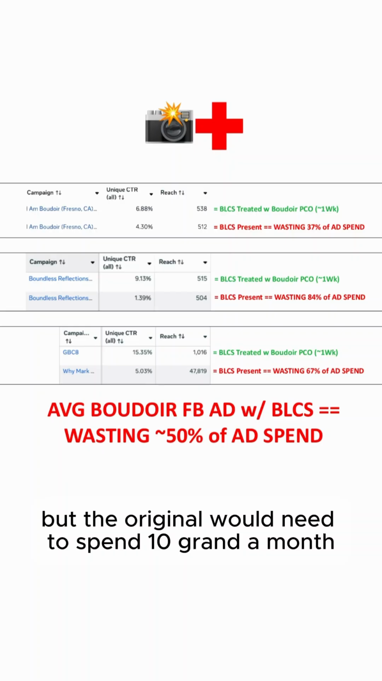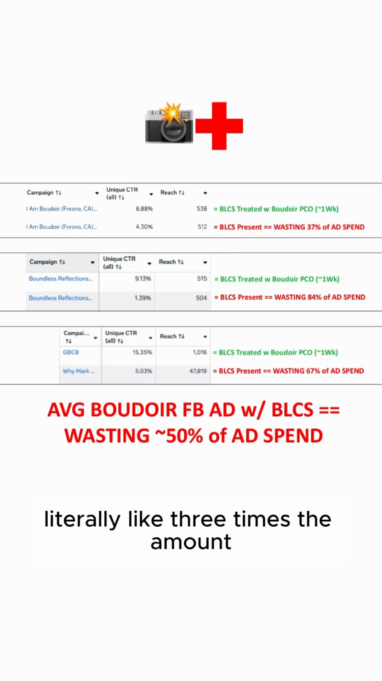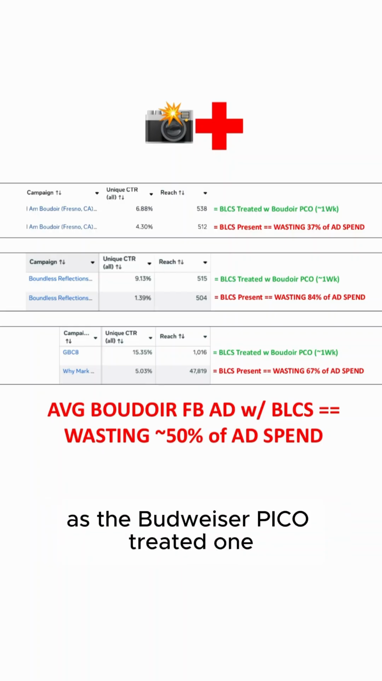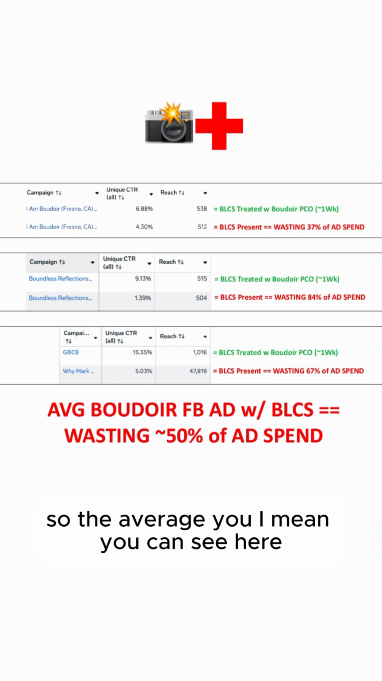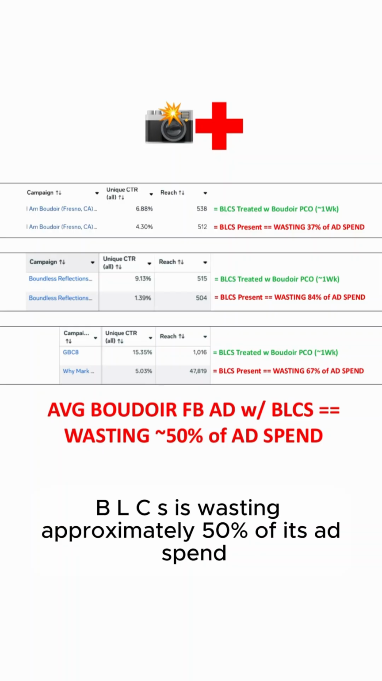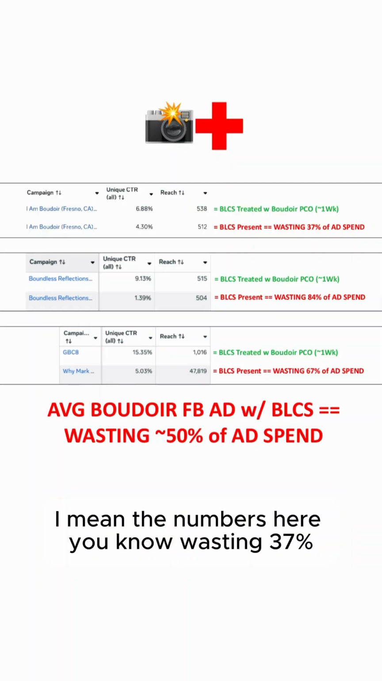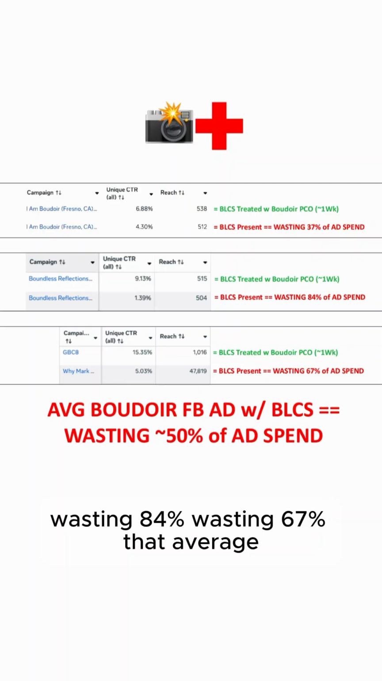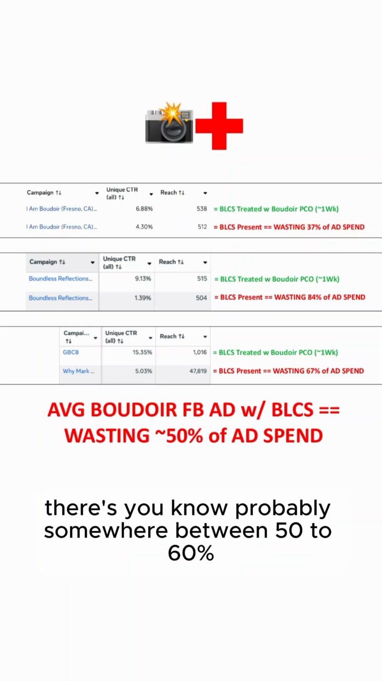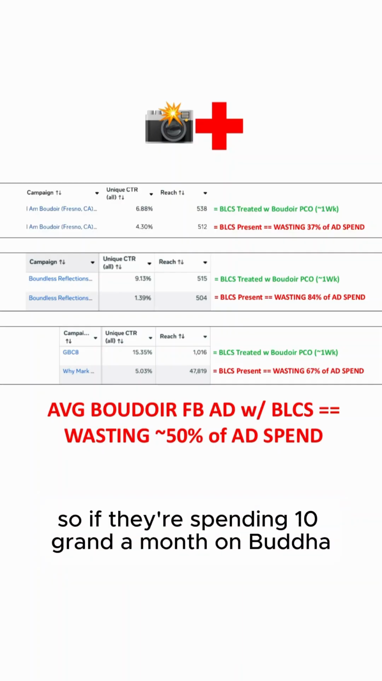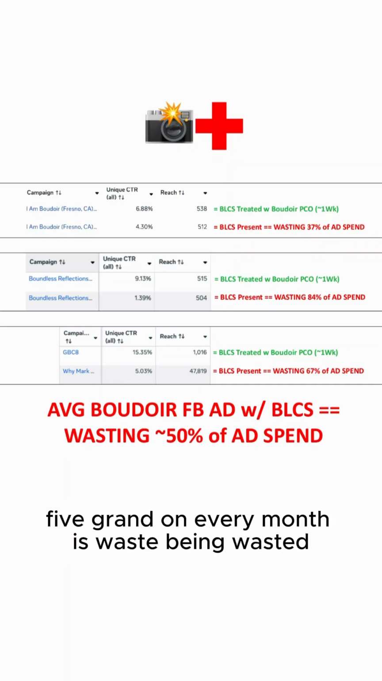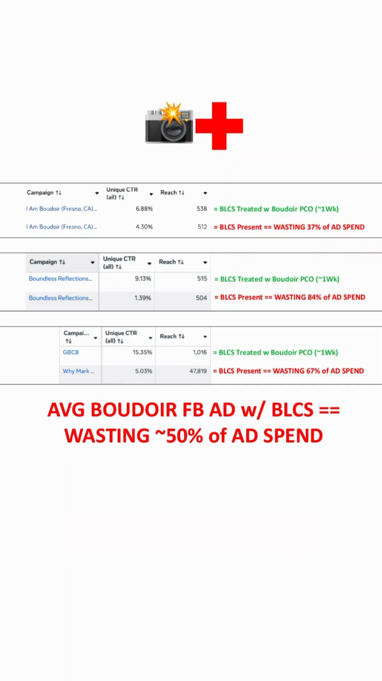But the original would need to spend 10 grand a month, literally like 3 times the amount as the Boudoir Pico treated one. So the average, we can see here the average Boudoir Facebook ad with BLCS is wasting approximately 50% of its ad spend. I mean, the numbers here, wasting 37%, wasting 84%, wasting 67%. That average is probably somewhere between 50 to 60%. So if they're spending 10 grand a month on Boudoir Facebook ads, on average, 5 grand every month is being wasted, thrown down the drain.